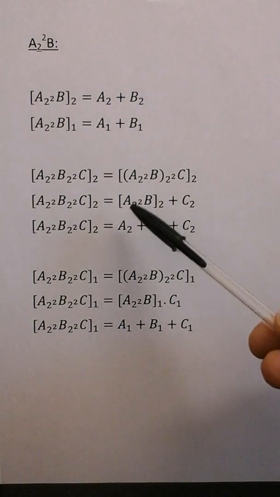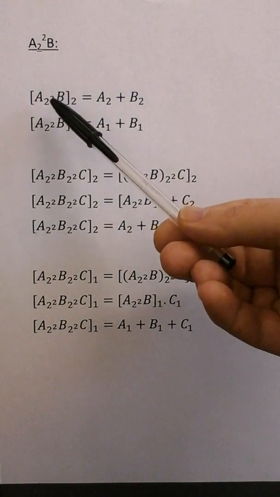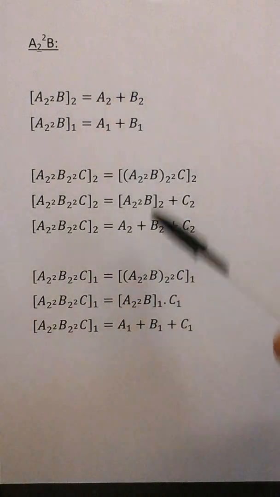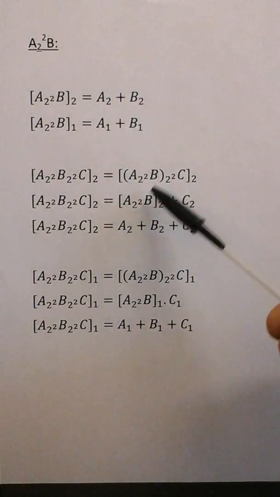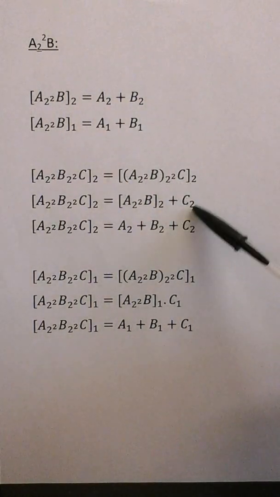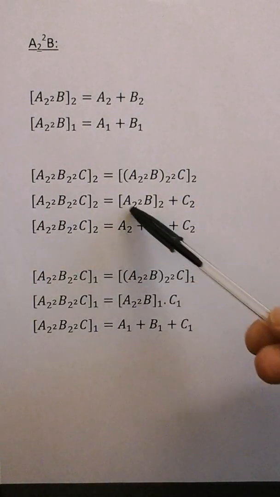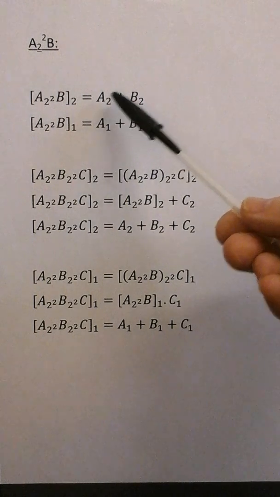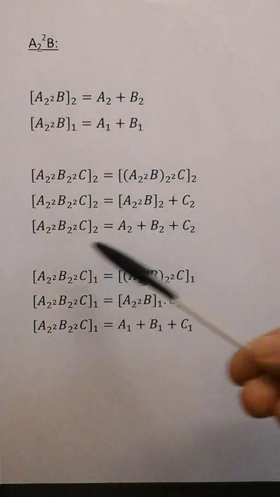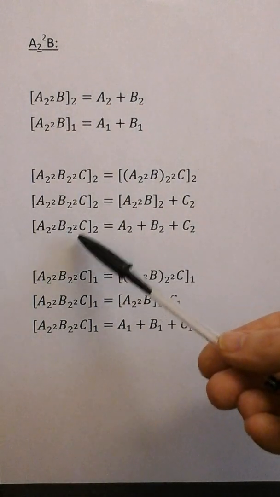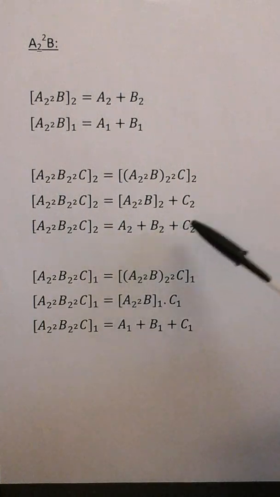A2 squared B2 is A2 or B2. So that becomes A2 squared B2 or C2. There. And this A2 squared B2 equals A2 or B2, so you substitute that in. You get A2 squared B2 squared C2 is A2 or B2 or C2.